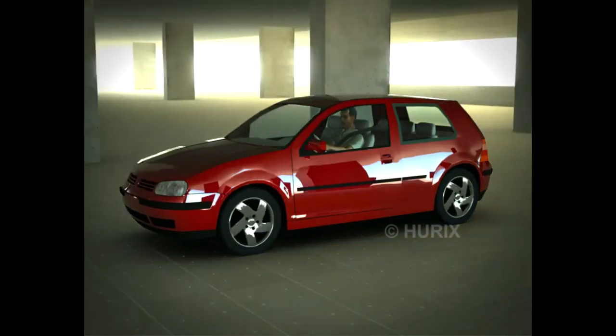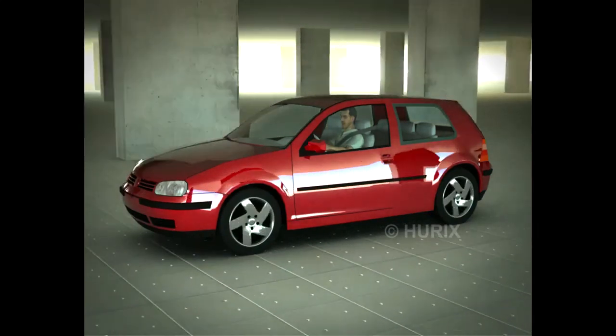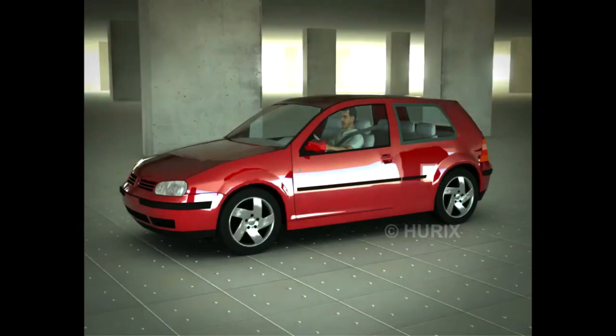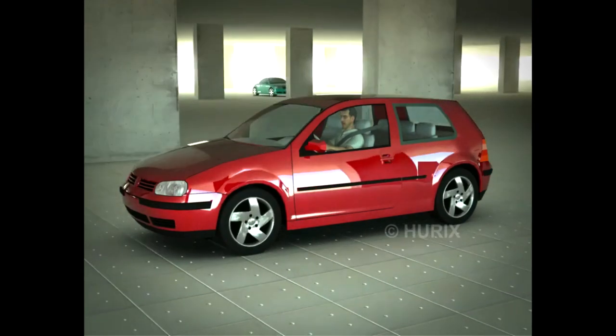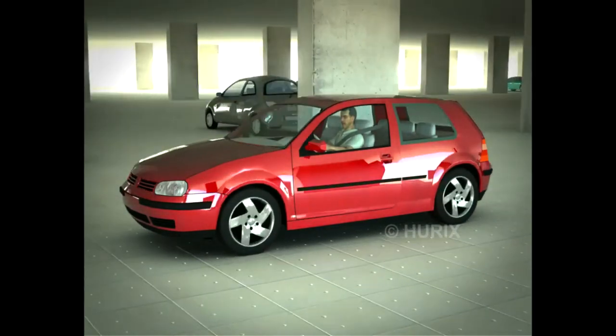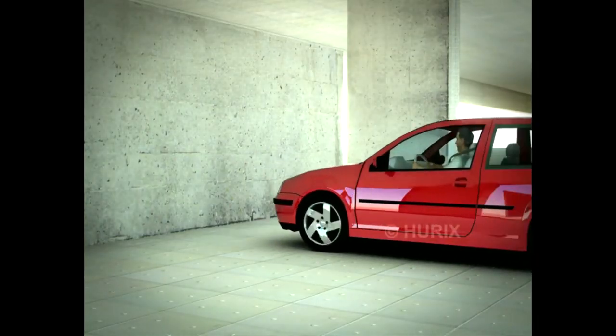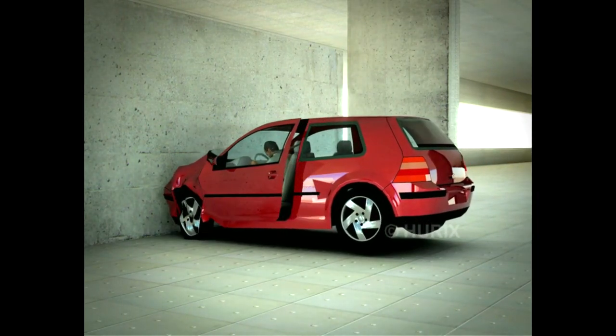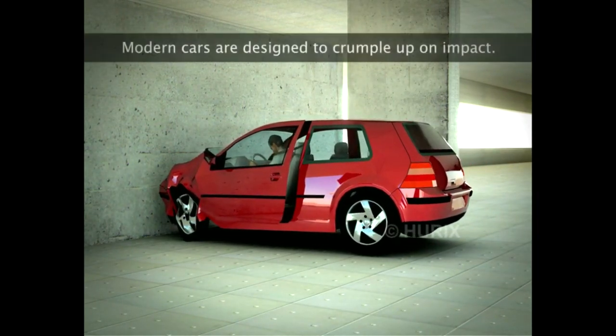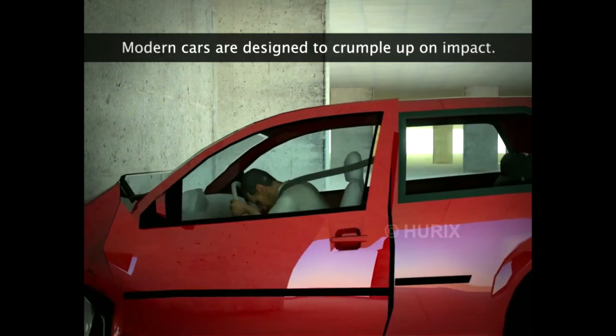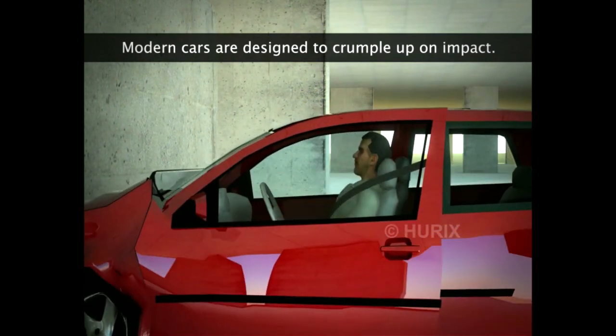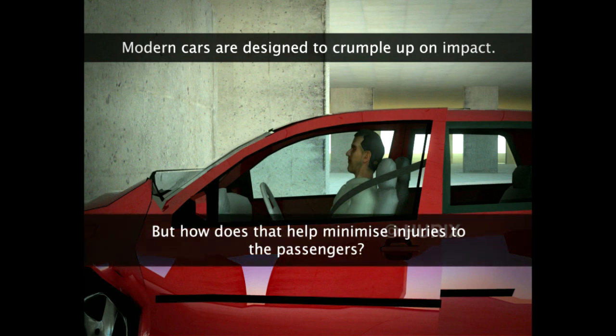Old cars were made to be very solid. In an accident, the car might well have hardly been damaged at all, while the occupants might have been killed. Modern cars are now designed to crumple up on impact. But how does that help minimize injuries to the passengers?